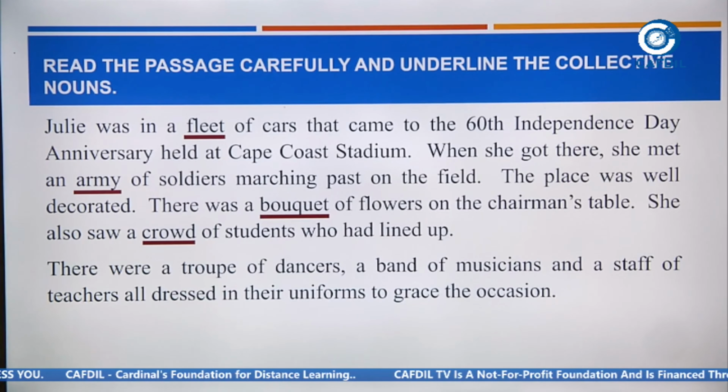There were a troupe of dancers, a band of musicians, and a staff of teachers, all dressed in their uniforms to grace the occasion. What are the collective nouns in this sentence? So we have troupe, that is not all. We also have band. Is there any other? Yes. We also have staff. So we have a troupe of dancers, a band of musicians, and a staff of teachers, all dressed in their uniforms to grace the occasion.